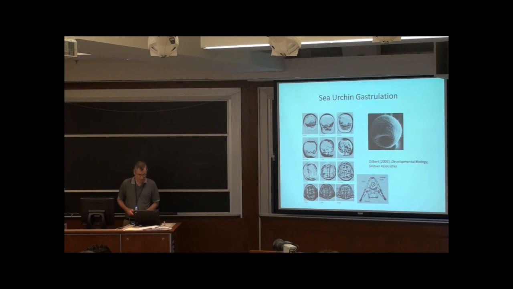Another popular model for gastrulation is the sea urchin embryo. On the surface of it, it seems like the sea urchin may be even a little bit simpler. It starts out as a nice fluid-filled spherical ball of cells, and it essentially indents. It's like if you take your thumb and press it into a hollow rubber ball and push it to the other side.